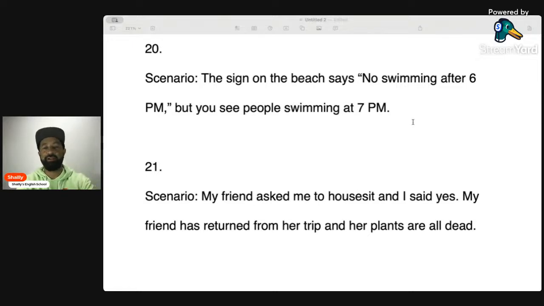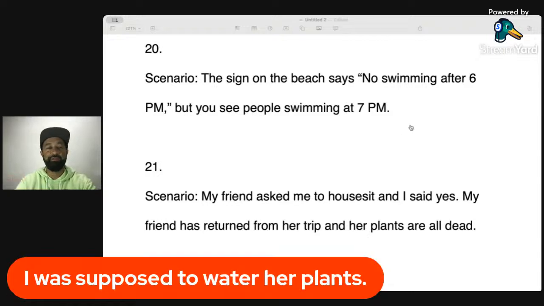Maybe my answer for number 21 was, I was supposed to water her plants. I was supposed to water her plants. What does this mean? It means I didn't water her plants. I forgot. So now her plants are all dead. I was supposed to do it. That means I didn't do it.